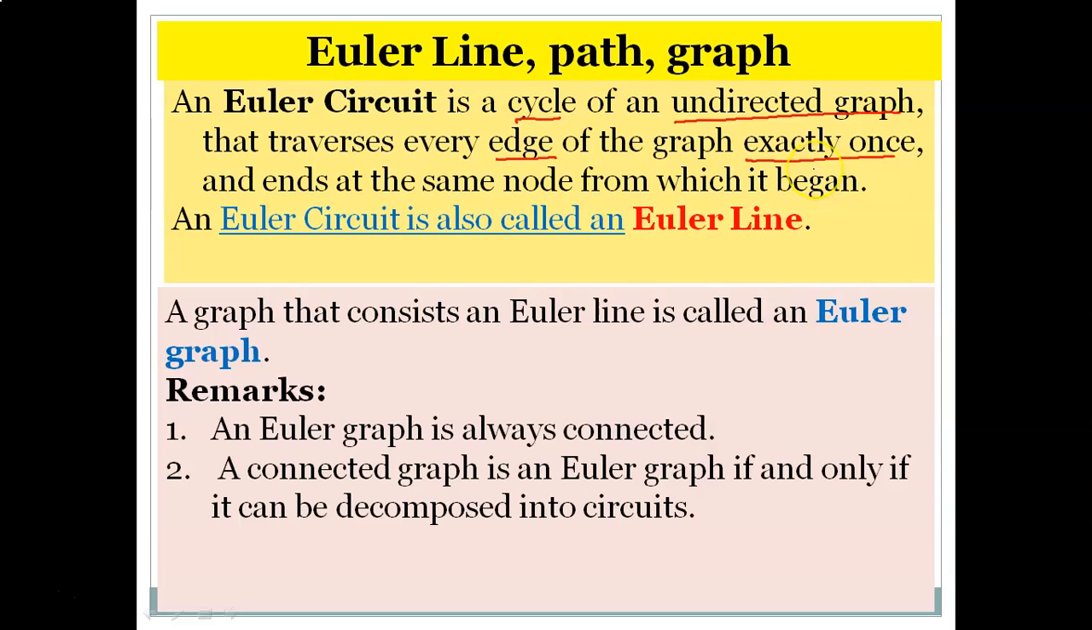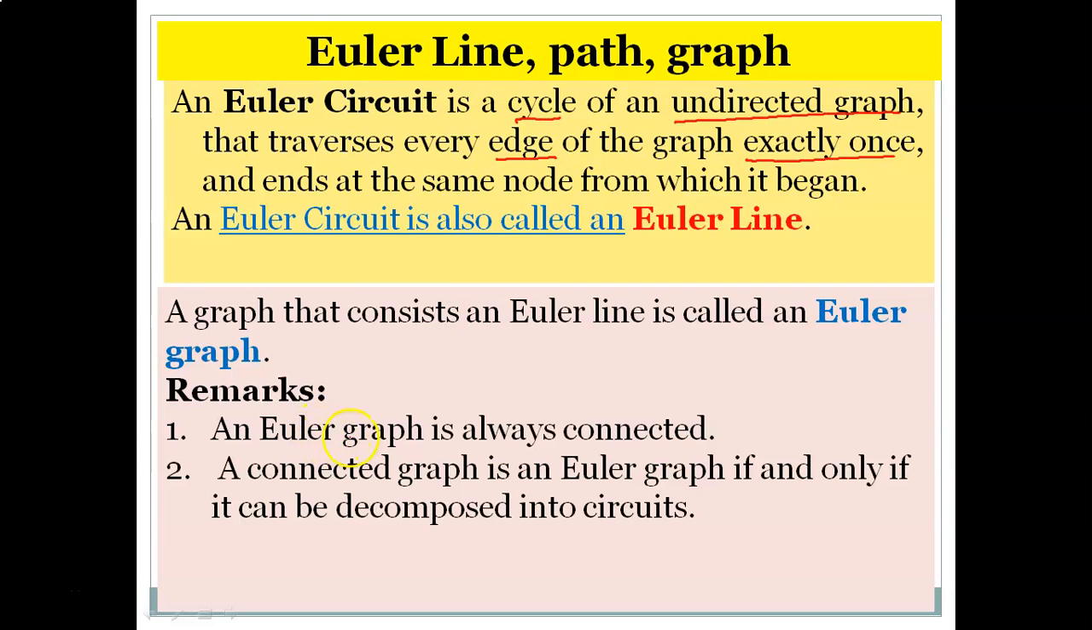So in fact, the Königsberg's bridge problem was to obtain an Euler circuit, but that was not possible. The solution was given by Euler. An Euler circuit is also called an Euler line. Now a graph that consists of an Euler line is called an Euler graph. So the Euler line, Euler circuits, we are going to discuss in detail with the help of an example.